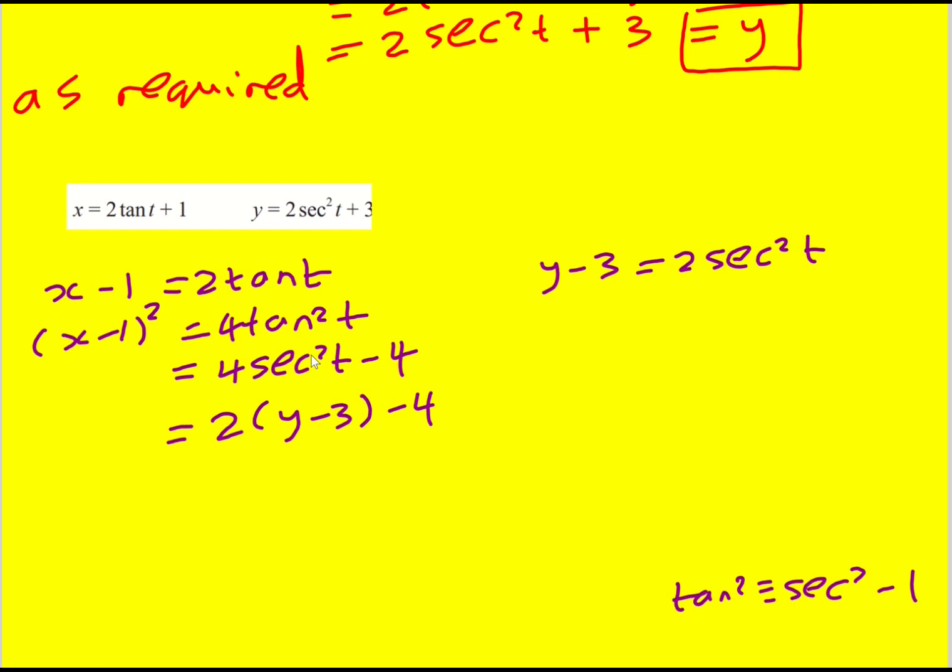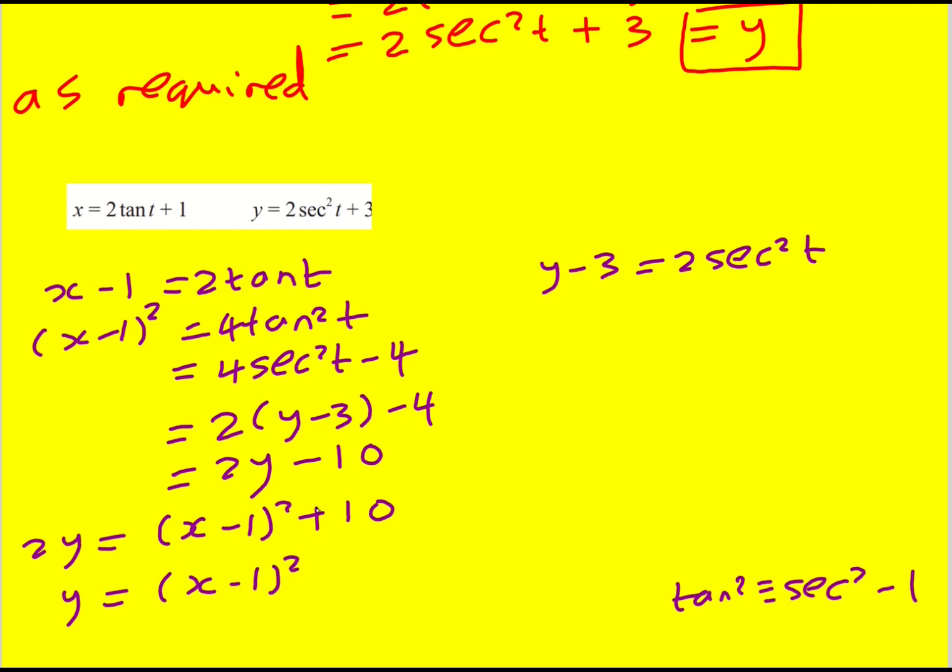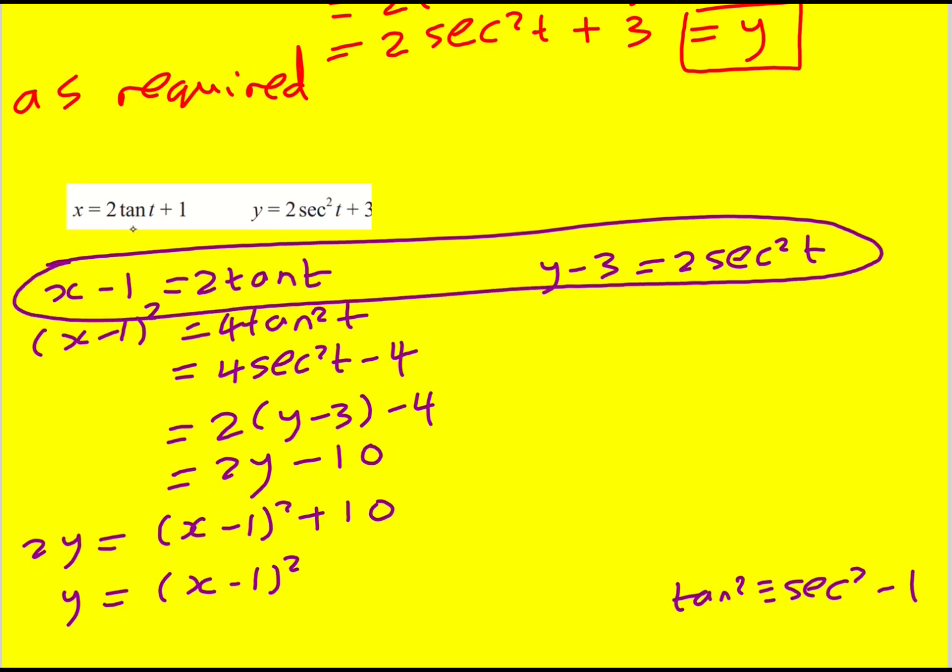Okay, it's just then perhaps making y the subject, which is what we're asked to do here. So I get 2y minus 6 minus 4, so 2y minus 10. Therefore, 2y is x minus 1 squared plus 10. So it is achievable, but this is such an important starting point if you're having to find a Cartesian equation and you're not told it to begin with. There we go.